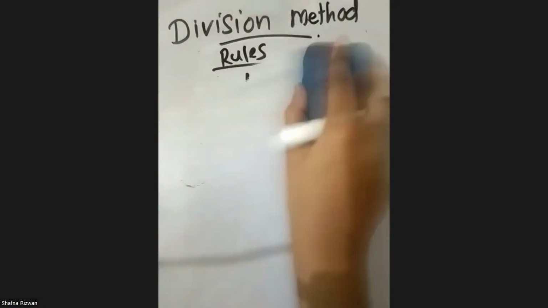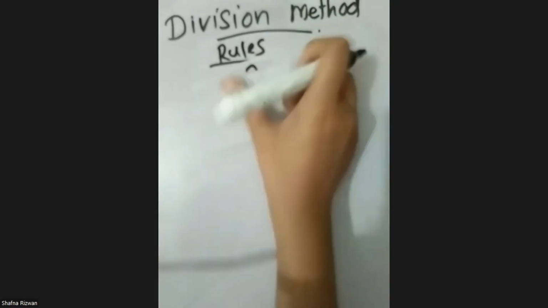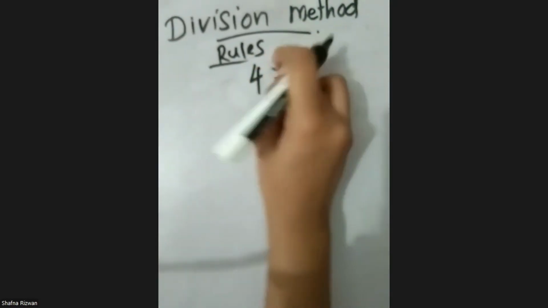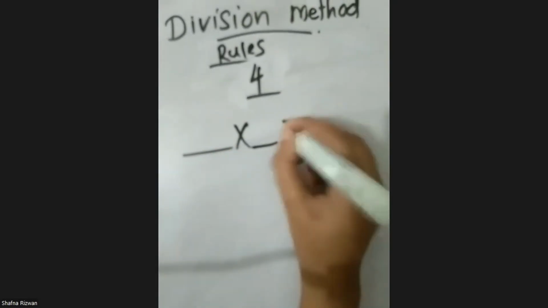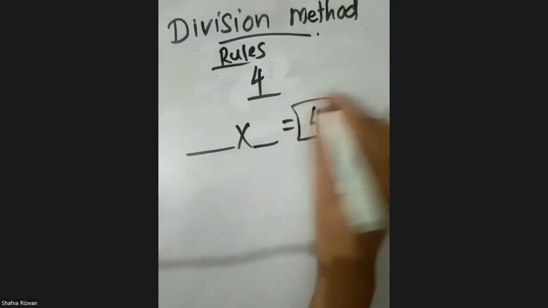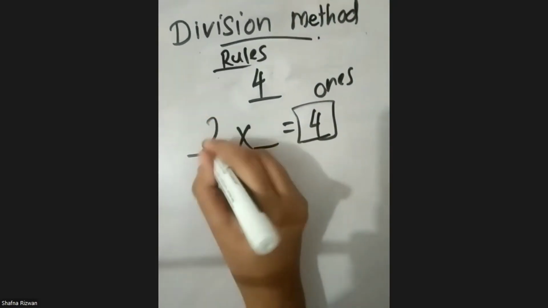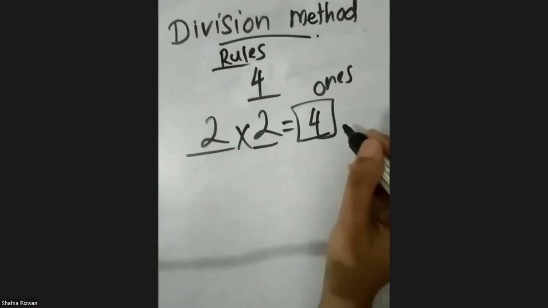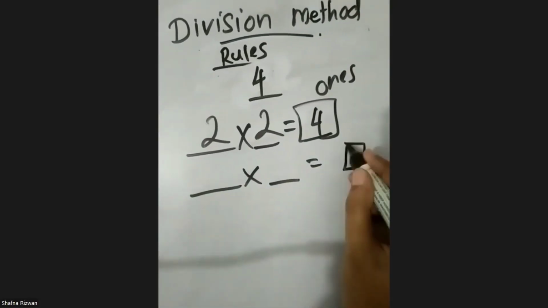Now let's go to the next one, that is 2. No, not 2, you can take 4. Okay, 4 is your square number. So what are the two numbers that, if you multiply, you will get 4 in your ones place? You already know that is 2 multiplied by 2. And what is another pair of numbers where you will get 4 in your last digit?